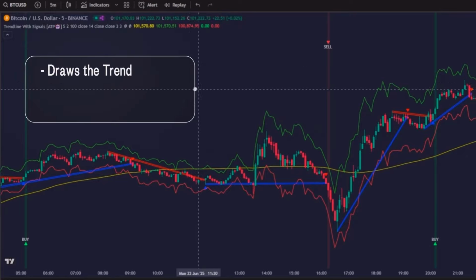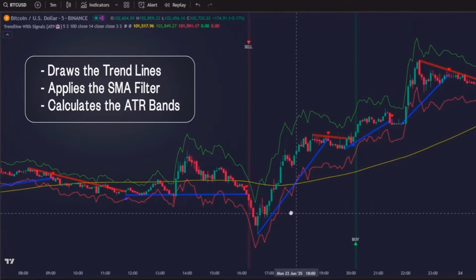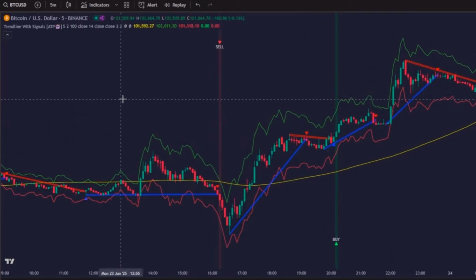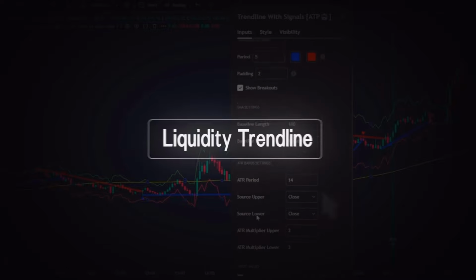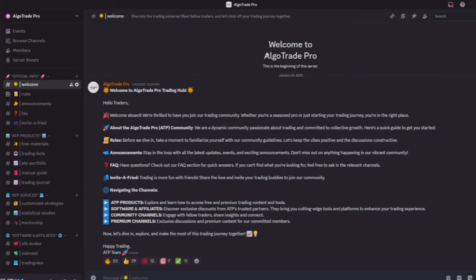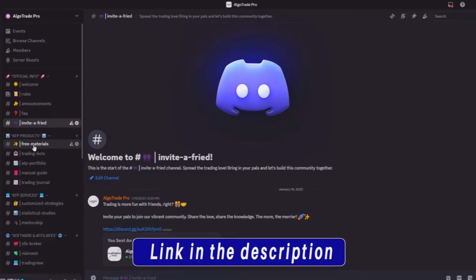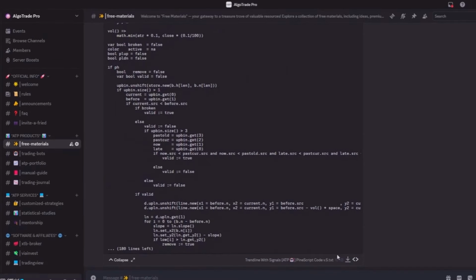It draws the trend lines, applies the SMA filter, calculates the ATR bands, and plots only the valid buy and sell signals directly on your chart, exactly as we have defined. If you want to use it, it's free. Just head over to my Discord community, the link is in the description, go to the free materials channel and you will find the full Pine script code there.